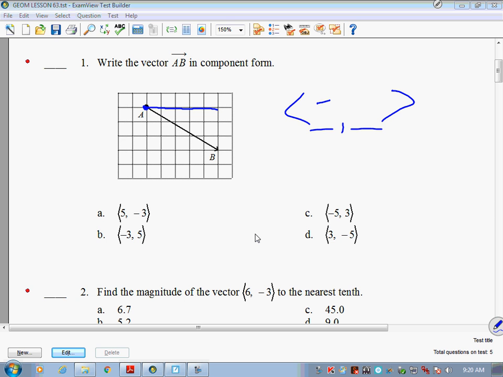Okay, so +5. All right, now I'm going down 1, 2, 3. Is that a +3 or a -3? -3. All right, so I should get a component form of 5, -3. So that's why I'm going to be specific: I'm always going to go left or right first and then up or down. Negatives will be based upon left and down. Positives are right and up.